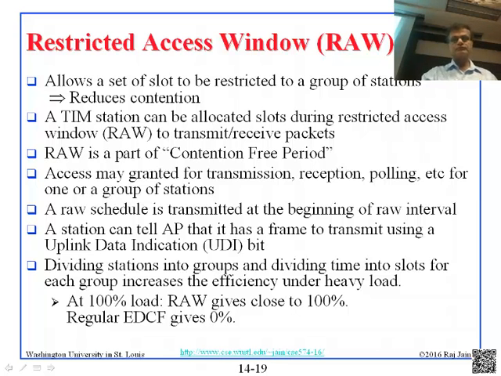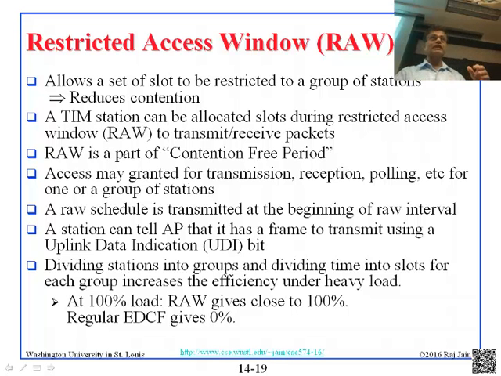Okay. The restricted access window is exactly that: a slot which is reserved for a group of stations. So there are a whole set of slots, and each slot is reserved for a group. In that way, it reduces the contention. A TIM station, and TIM was the traffic indication map, can be allocated slots during the restricted access window, RAW, to transmit or receive packets, right? And RAW is this restricted access window. RAW is a part of the contention-free period.